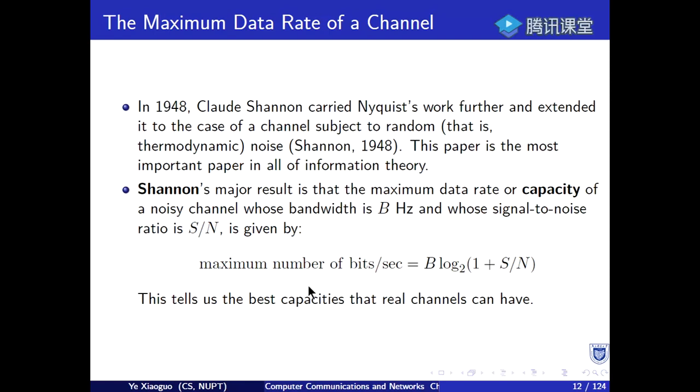So Shannon told us the maximum number of bits per second equals B times log 2, 1 plus S divided by N. If we know B and the ratio S/N, we can get the maximum capacity of the digital channel. So this tells us the best capacities. The best capacity means the limitation of the channel bandwidth. So that's the best capacities that real channels can have.